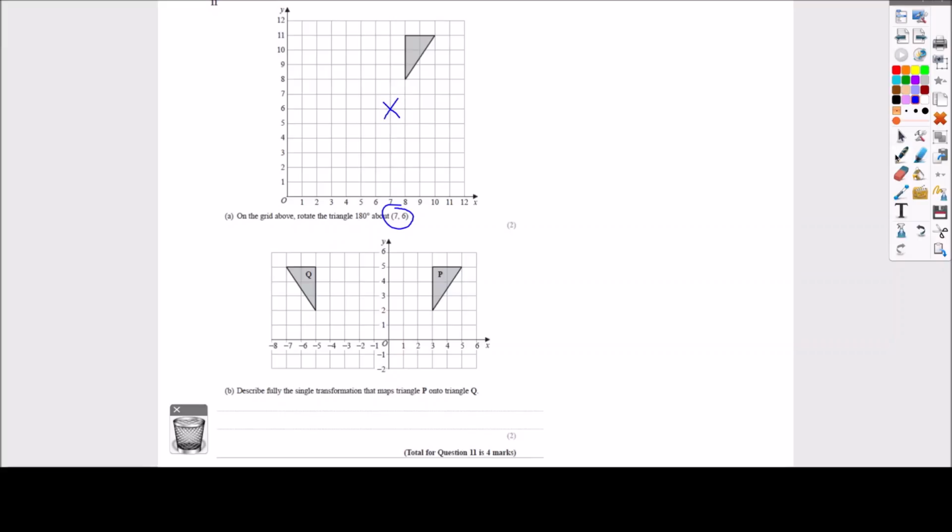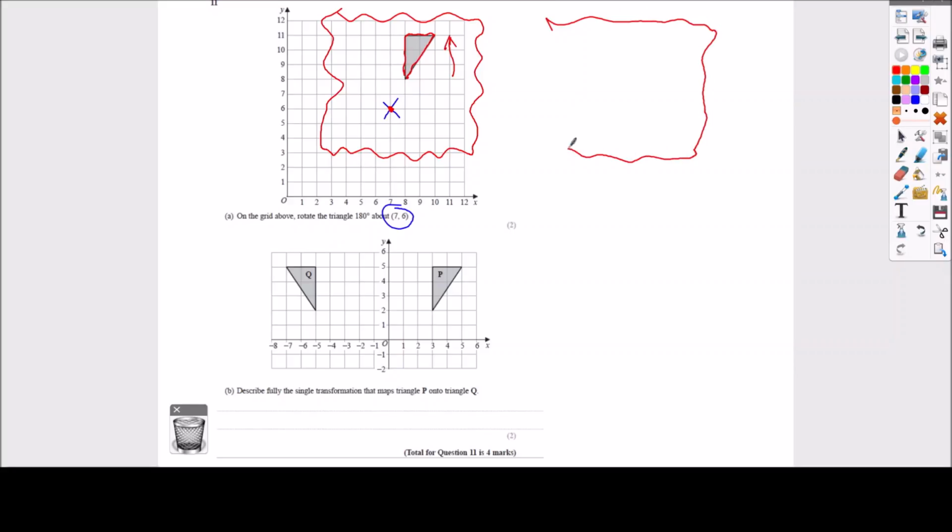So what I would want you to do is to get a piece of tracing paper and put it over the shape and over your center of rotation. Draw around the shape, and most importantly, draw an arrow pointing straight up. Now get a sharp pencil and point on the X. That's your pivot, the point you're rotating around. Then move the tracing paper around until that arrow is now pointing downwards. That's a 180 degree transformation.